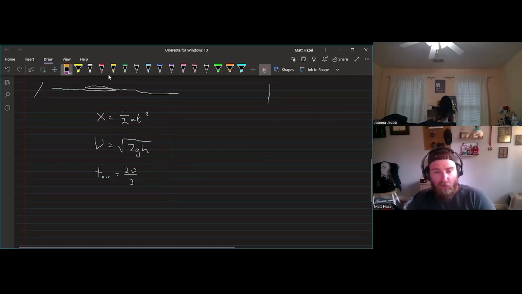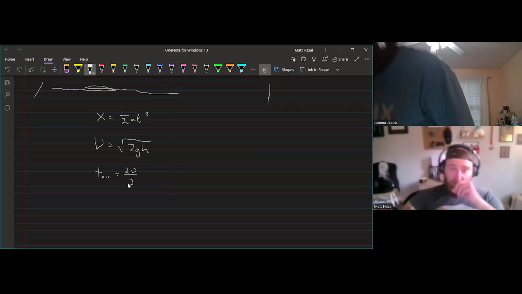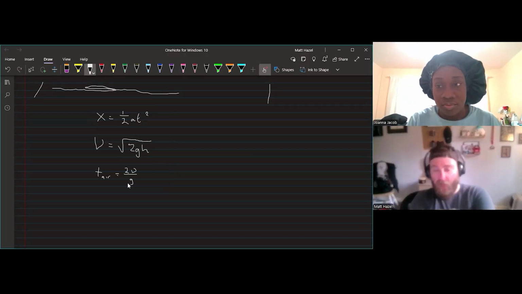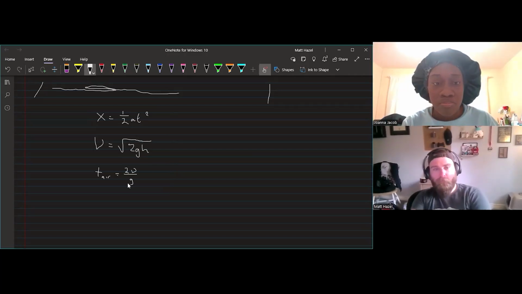So here's the idea. X here is going to just be distance. So my distance traveled is 1/2 of my acceleration times the time it travels squared. Pretty straightforward.